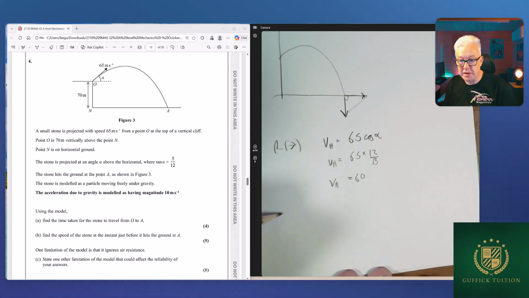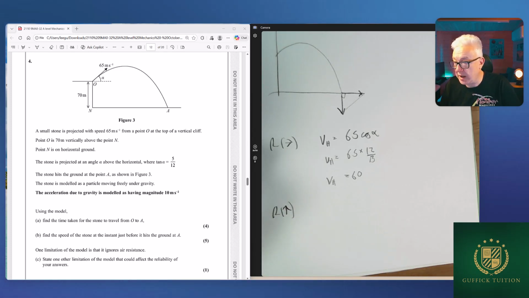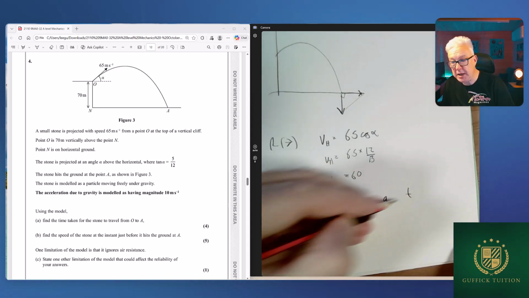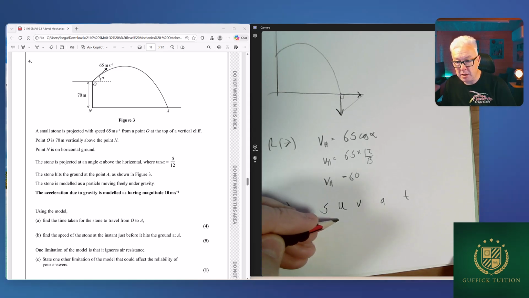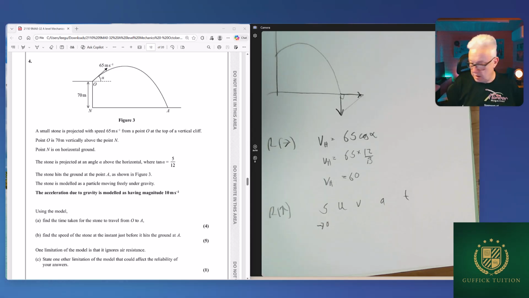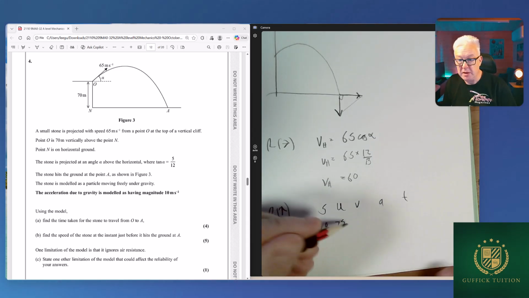Now let's resolve vertically and see what the vertical component of the velocity was when it hit the ground. SUVAT. We know that the initial component of the velocity we found was 65 times sine alpha, which was 325 divided by 13. So let's just see that again. 325 divided by 13, that was 25. Okay, so that's 25. V, that's what we're trying to find.